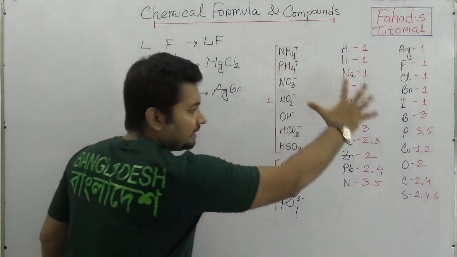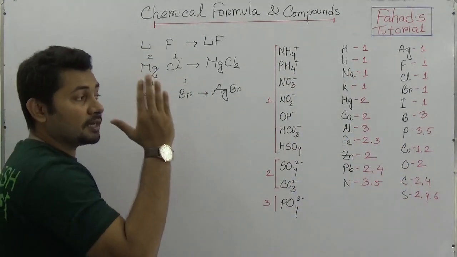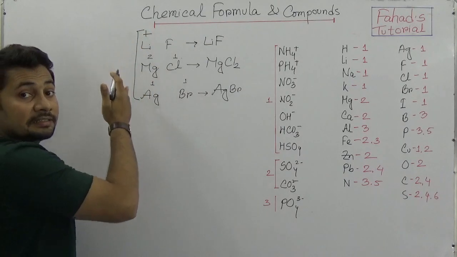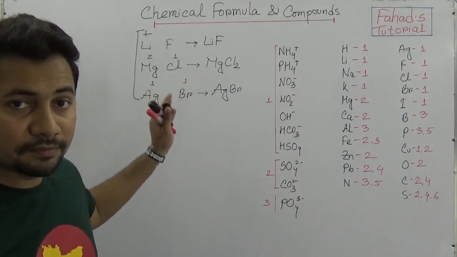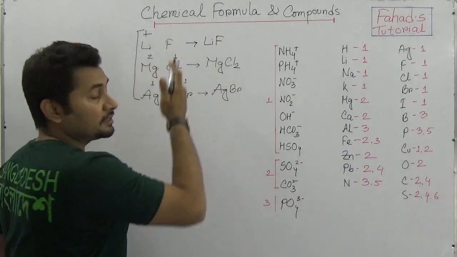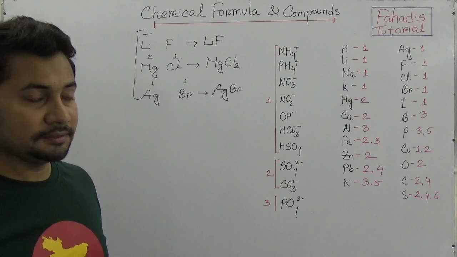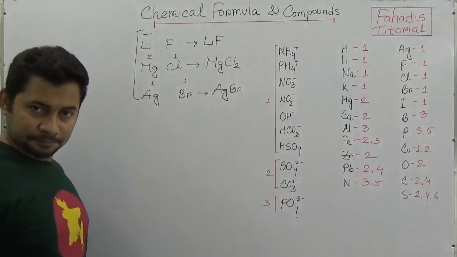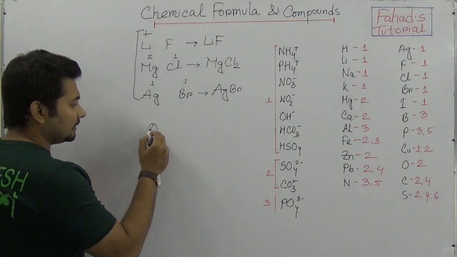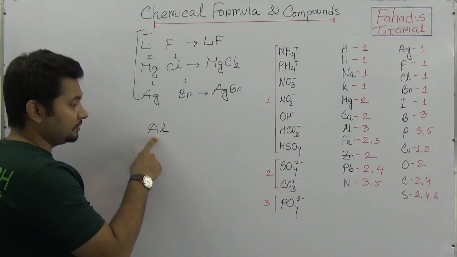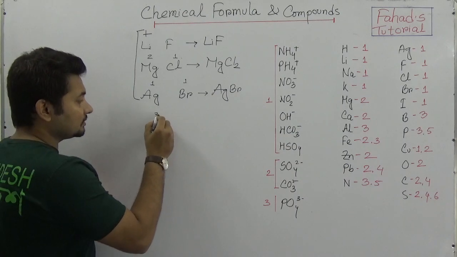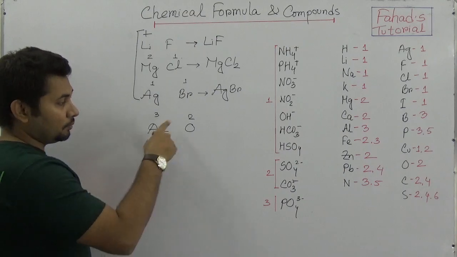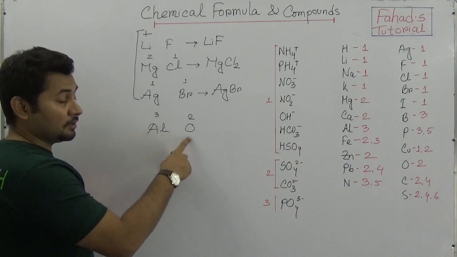So you can pick anything from this, and you must know the positive part. The positive part should be on the left side of the compound, and the negative one should be on the right side. Like if I say aluminium and oxygen, think about aluminium: the valency is 3 and oxygen is 2. Now, what should be the formula of aluminium oxide?